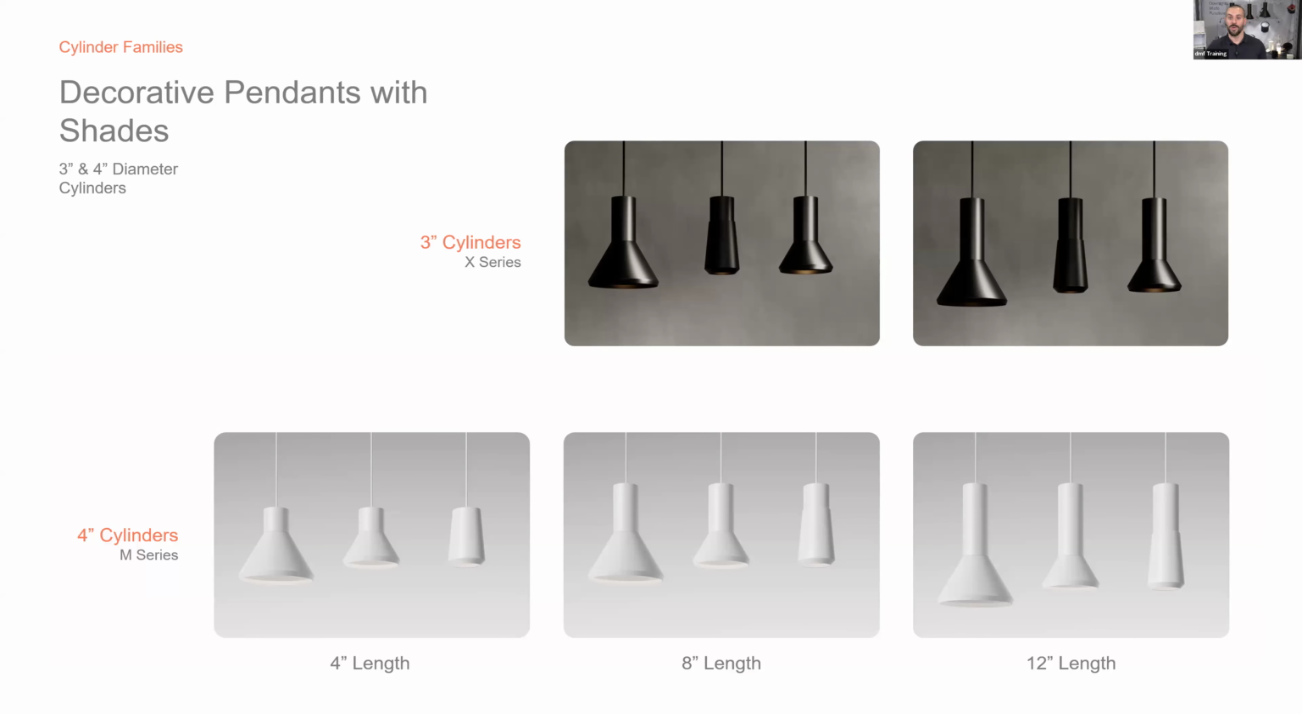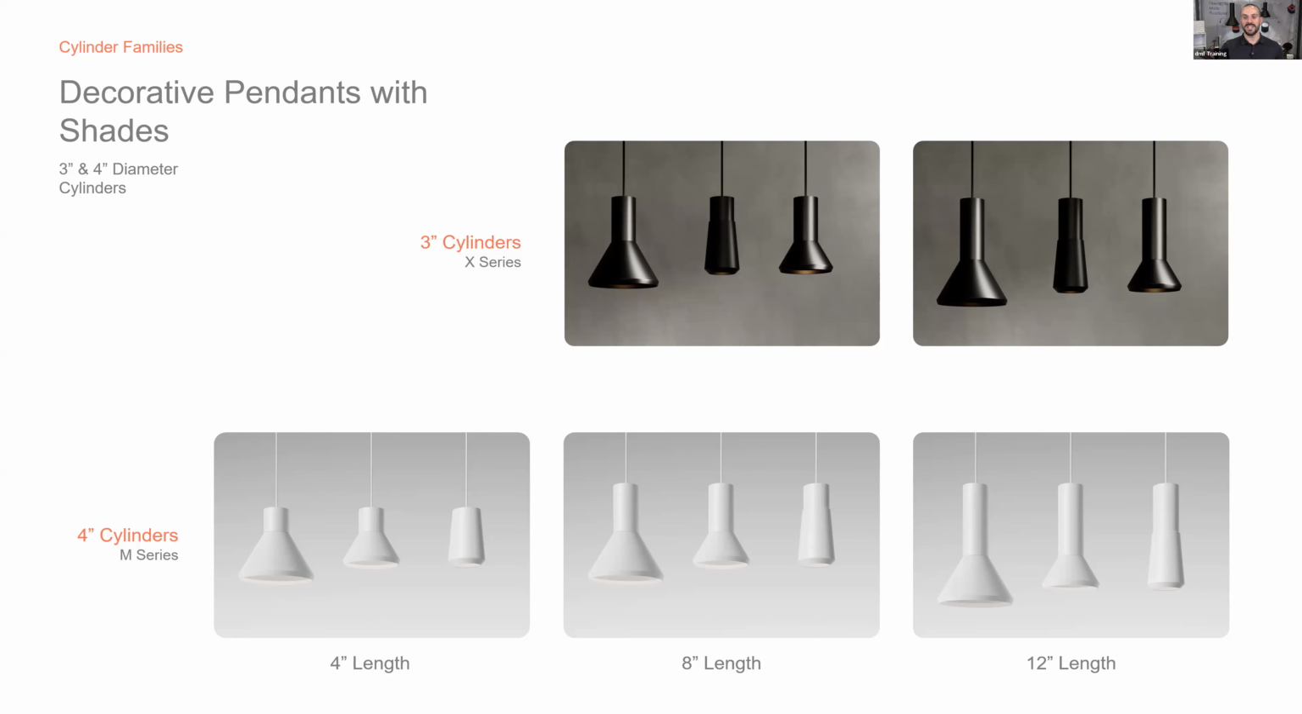Finally, or not quite finally, but for M and X series, we now also have some new decorative pendants with shades. So a couple of them are behind me here. We have the M series and the 12-inch with the large shade, X series a 9-inch cylinder and medium, and X series 6-inch and large. So all of the different cylinder extrusion lengths and shades can be mixed and matched with all of these different configurations that you see here on the screen.